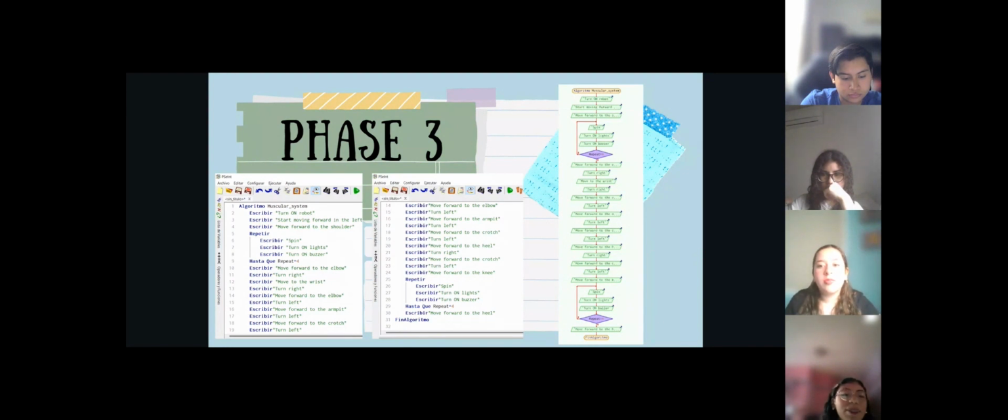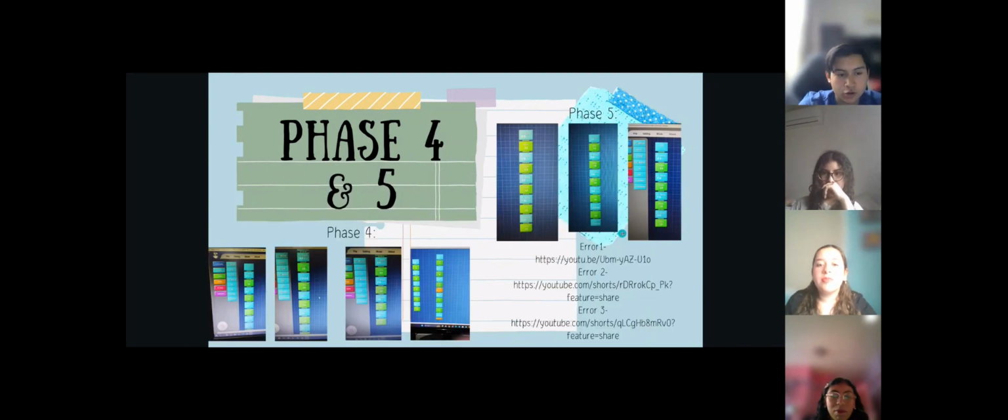Phase number 3, well, is the algorithm, and here are the pictures of the scenes and the flowcharts. Okay, so phase 4 is coding, and here are images of the code we did in Logic. Here we can see that it has DC motor, delays, and loops.